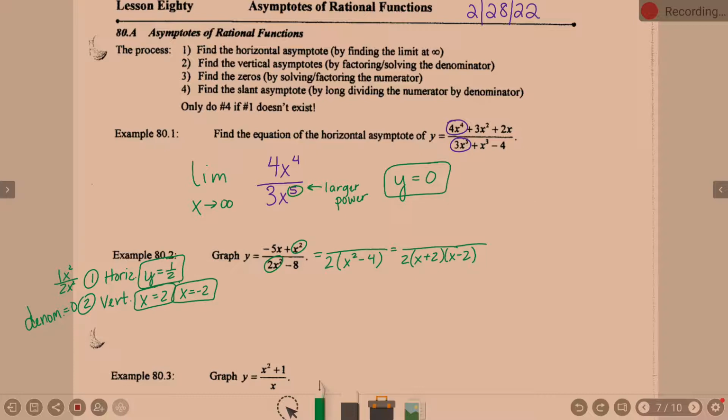I really should have moved this graph up so I'm not working at the bottom of the screen, but oh well, too late now.